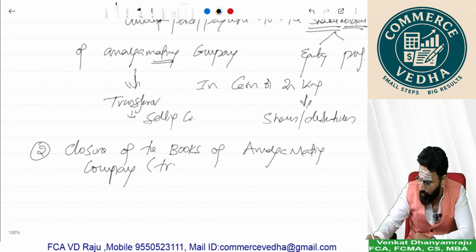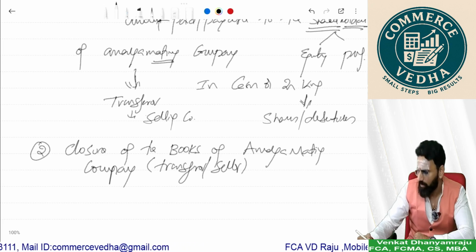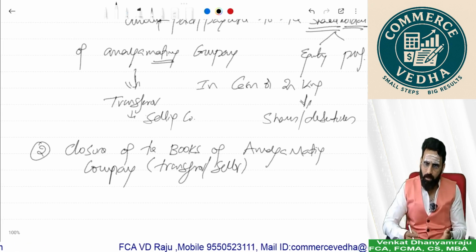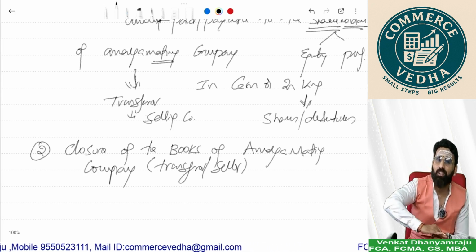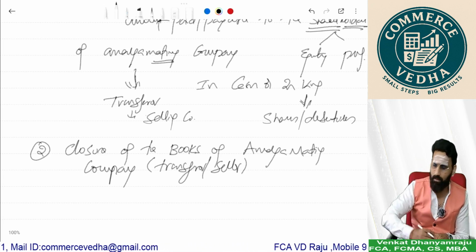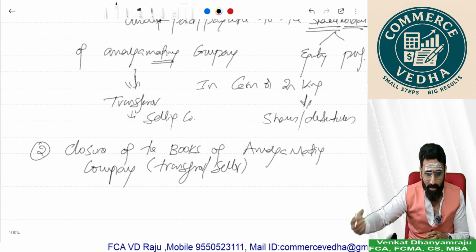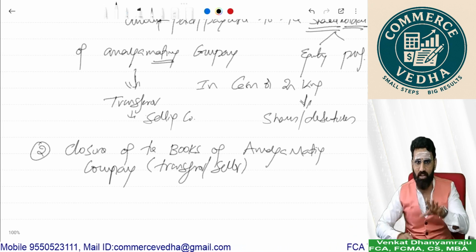This is the transferor or seller. So, closure of the books. Why? Because this company is no more in existence. We should close the books. We should transfer the assets and liabilities of this company, either to the buyer or settle, whatever the way the scheme of amalgamation is drafted.